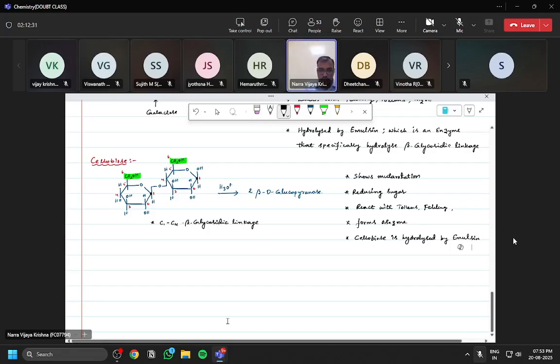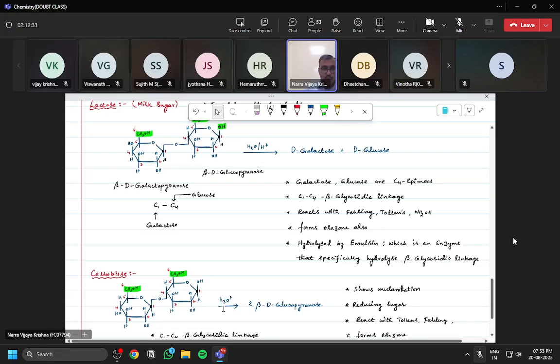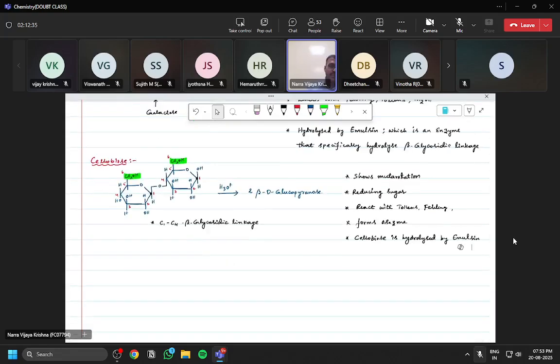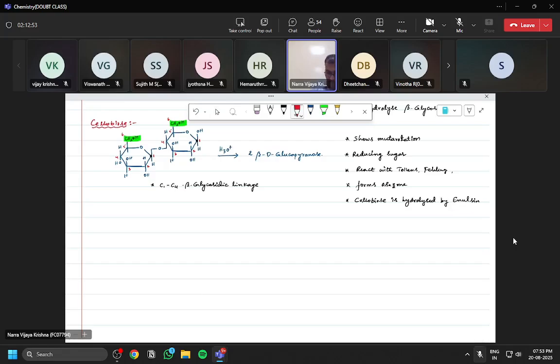Now, this is about disaccharides. We have 2 polysaccharides in our syllabus. One is starch, another is cellulose. Right? If you complete these 2, the carbohydrates part is over. Now, first let me start with starch. Polysaccharides.